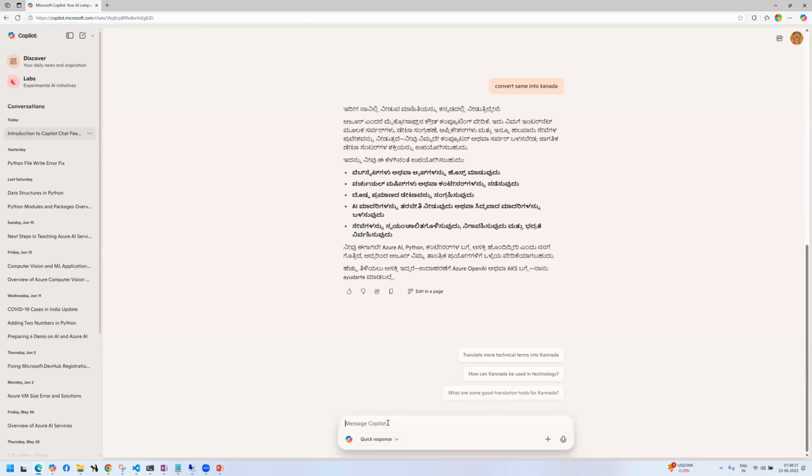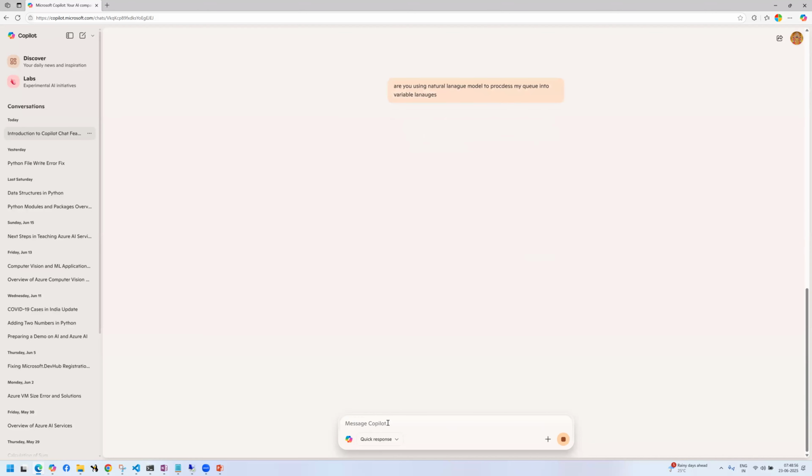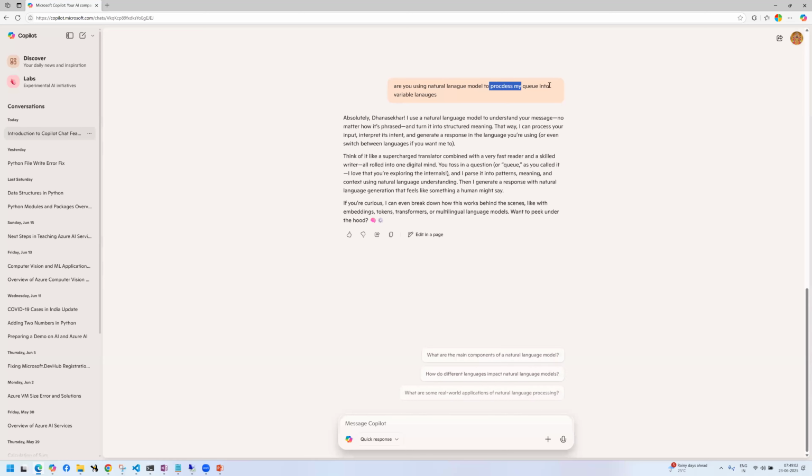Clear. It asks, are you using a natural language model to process my queries into various languages? It will give the information. See what it is giving? Are you using a natural language model to process my queries into various languages? Yes, absolutely. I use a natural language model to understand your message, no matter how it is phrased. Are you getting it? Okay.